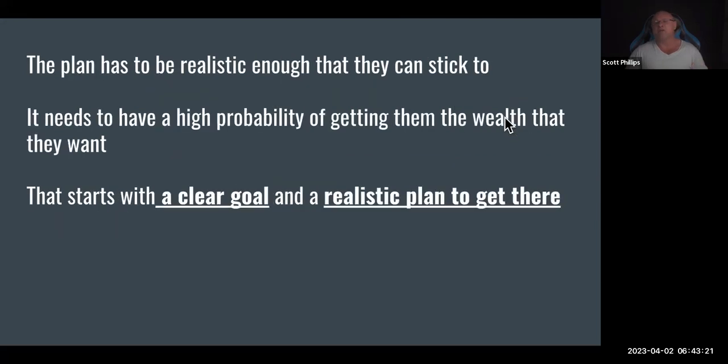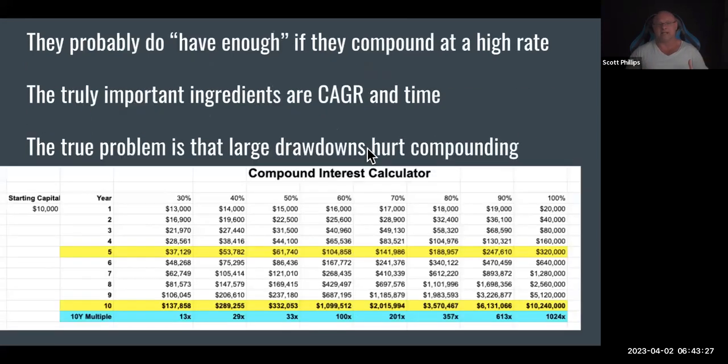The plan has to be realistic enough that you can stick to it. It needs to have a high probability of getting you to the wealth you want. And that starts with a clear goal and a realistic plan to get there. And the point that I want to make is you probably do have enough. If you compound at a high rate, the really important ingredients of the soup are compound annual growth rate and time.